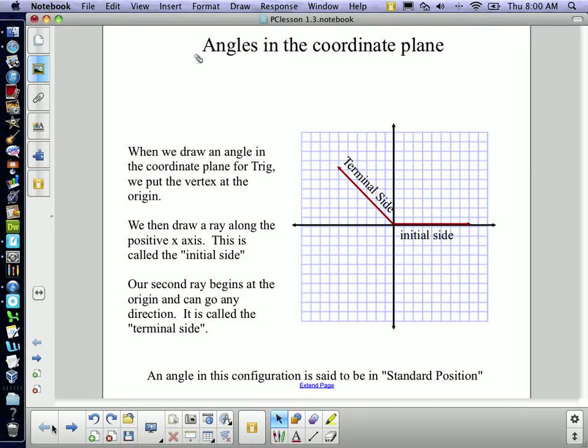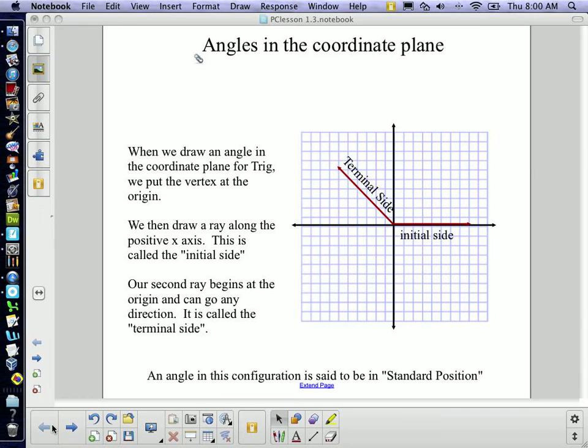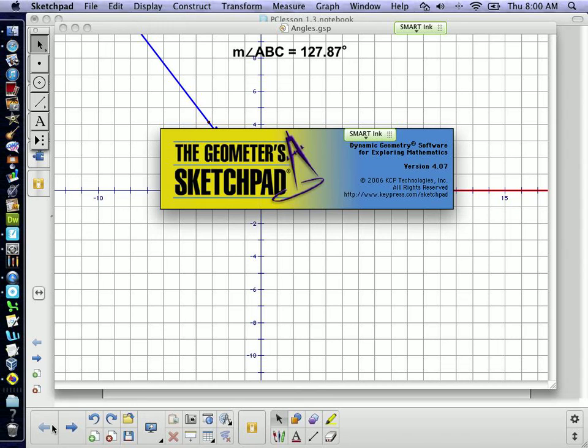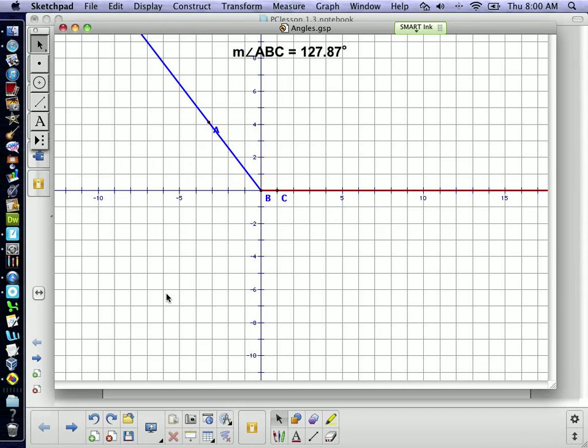Hooray. When we work with angles in the coordinate plane, and I put a little sketch pad here to demonstrate this, we're always going to deal with what's called standard position in trigonometry. The positive x-axis is always what we call our initial ray. So going out the positive x-axis can be our initial ray. My terminal ray is always going to be somewhere else at an angle.